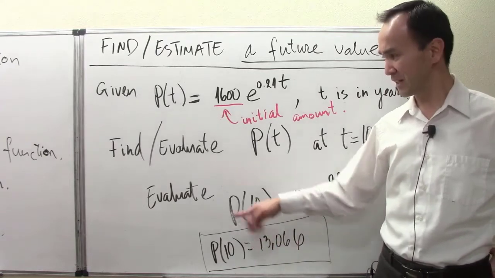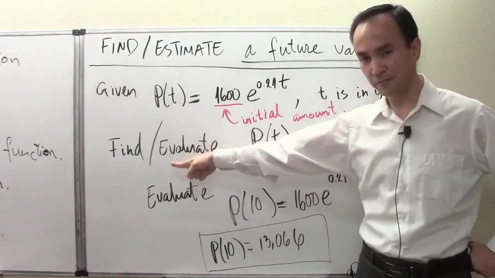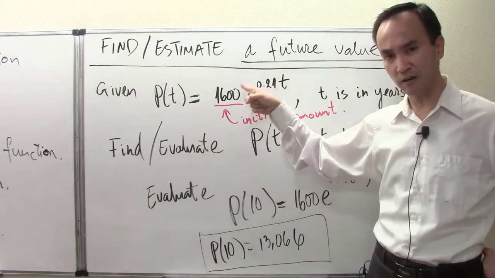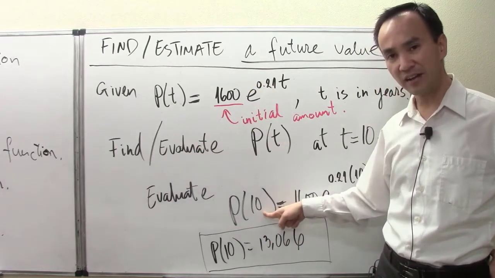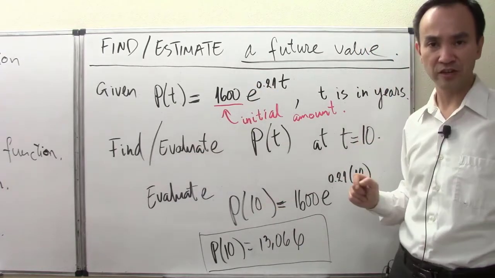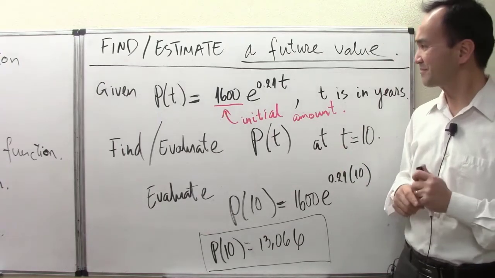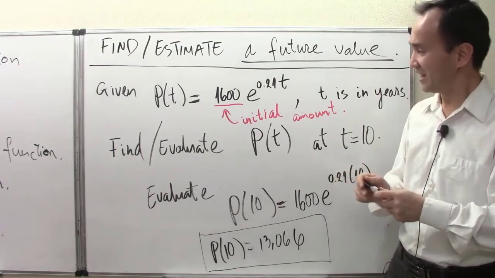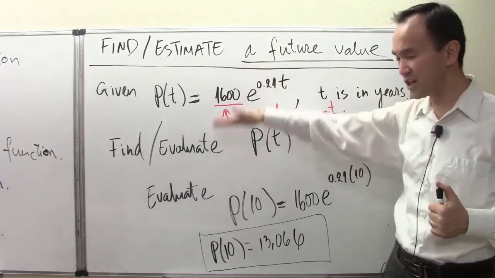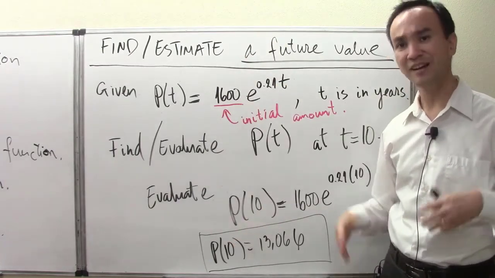But mathematically speaking, it's a problem where we evaluate our modeling function at the given input for the variable, t equals 10 in this scenario. All right, and now we're done with this particular problem. Let's look into another one.